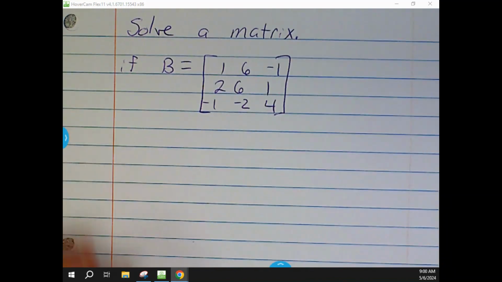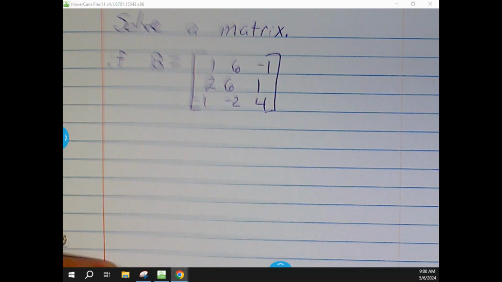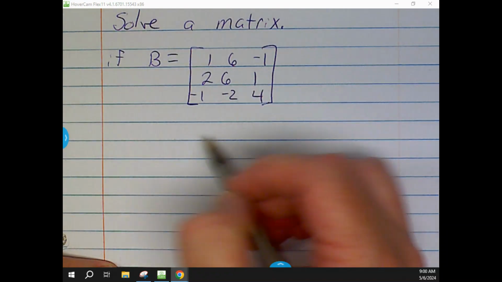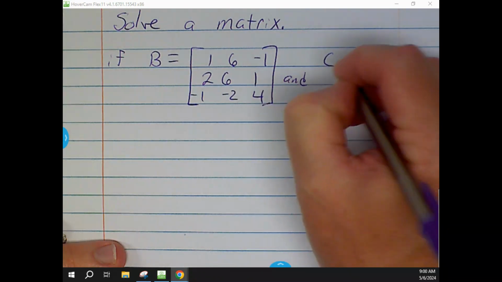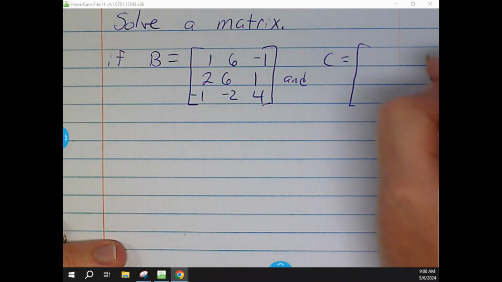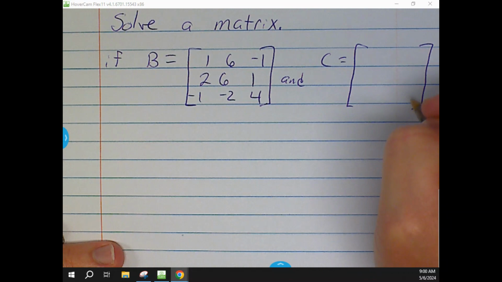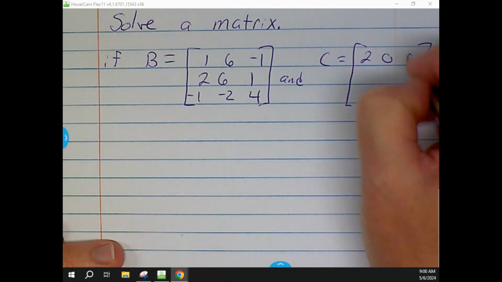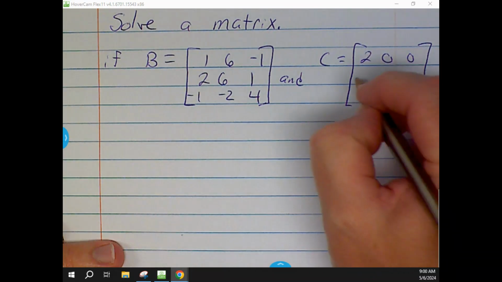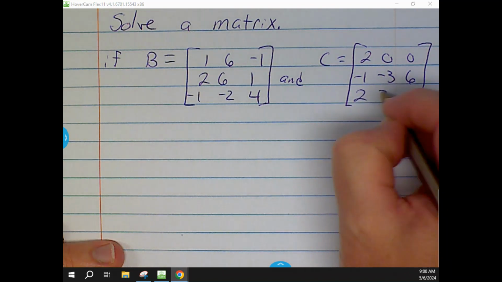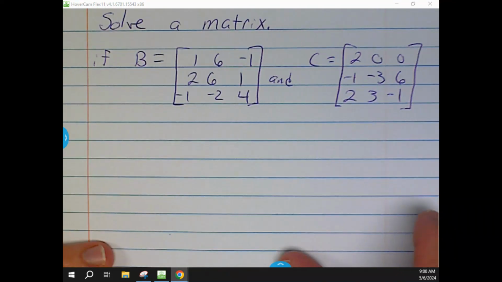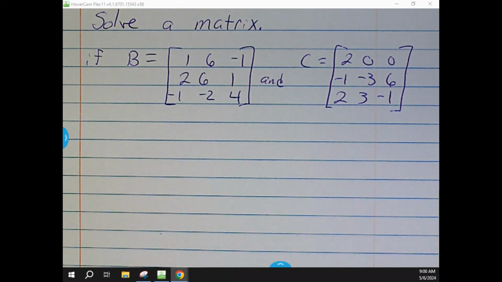Okay, so let's say matrix B is 1, 6, -1, 2, 6, 1, -1, -2, 4, and C is 2, 0, 0. You can have a bunch of matrices, yeah. So there's our two matrices, and again, they can be different letters. We're talking about just matrix B and matrix C in this case.